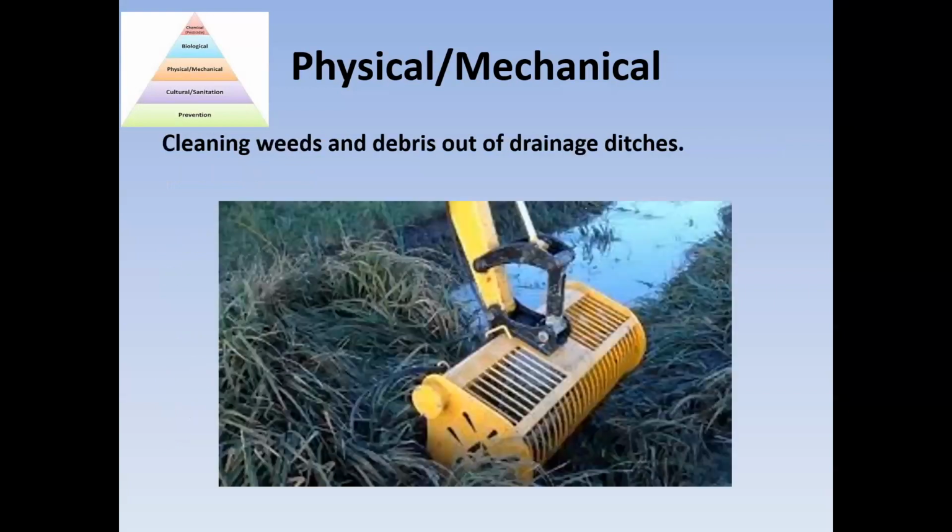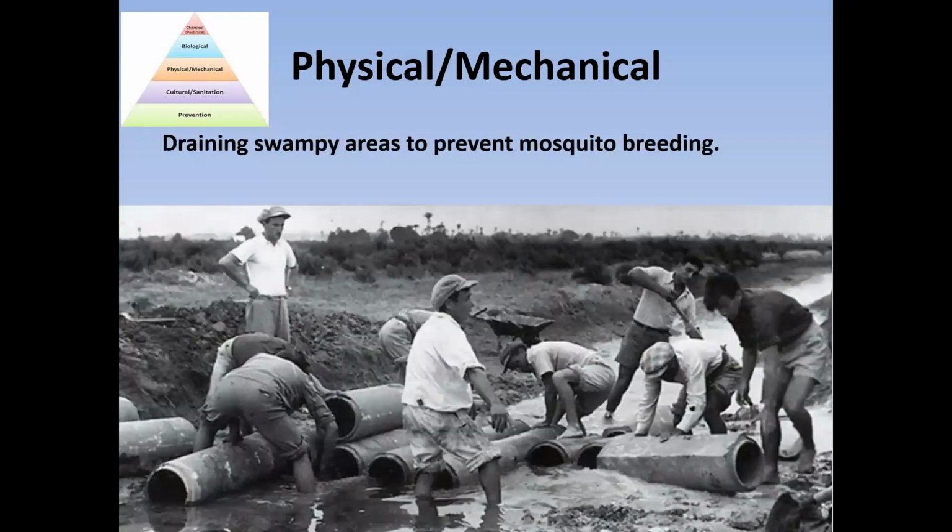So an example of physical mechanical is cleaning the weeds and debris out of drainage ditches. So if you have all that grass and emergent vegetation there, it's going to be very difficult to treat the mosquitoes that are being produced. But if you get rid of the grass, obviously it's a lot easier to reach the water and the mosquitoes. It could also be draining swampy areas to prevent mosquito breeding.